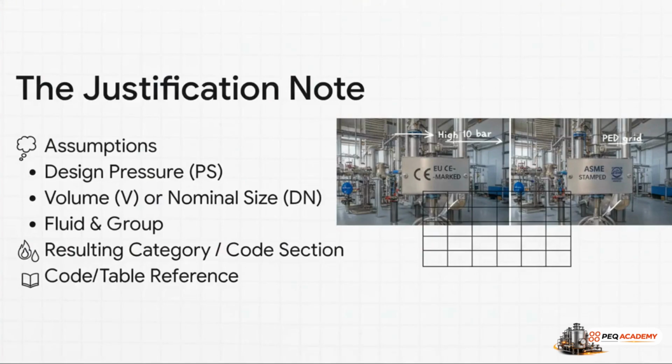So, what does a great justification note look like? Think of it like a recipe. You list your ingredients, any assumptions you had to make, your key numbers, pressure, volume, nominal size. You clearly identify the fluid and what group it's in. Then you state your conclusion, the resulting category or code section. And, this is critical, you cite your source. Point them directly to the table or clause in the code that proves you're right.